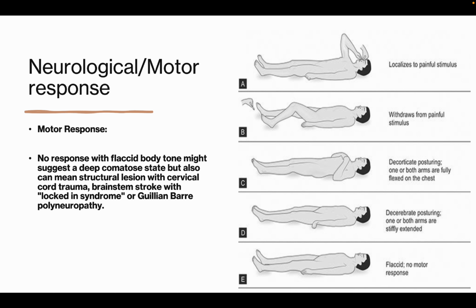And then there's another motor response that you might see in patients, which is when the patient is completely flaccid and there is no motor response at all. Now, that would suggest a deeply comatose state, but it can also mean a structural lesion with cervical cord trauma, a brainstem stroke, which would result in locked-in syndrome, or Guillain-Barré polyneuropathy.